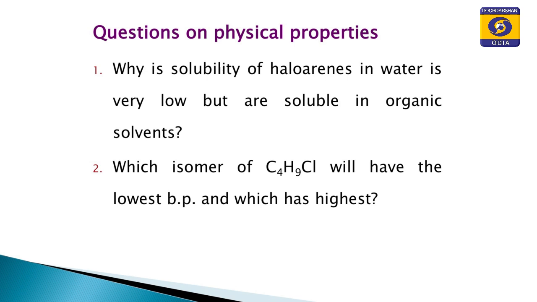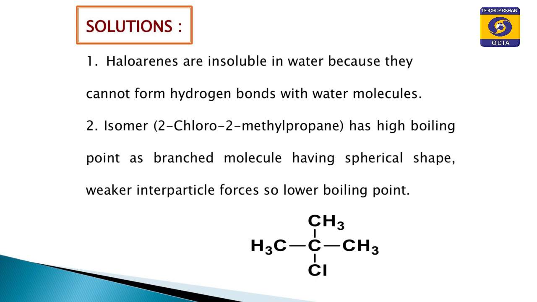Another question: which isomer of chlorobutane will have the lowest boiling point and which the highest? This is a question from haloalkanes, but based on the degree of branching, with an increase in the degree of branching the boiling point decreases. So, haloarenes are insoluble in water because they cannot form hydrogen bonds, and the isomer 2-chloro-2-methylpropane has the lowest boiling point, as the branched molecule has a spherical shape, weaker interparticle forces, and so a lower boiling point.